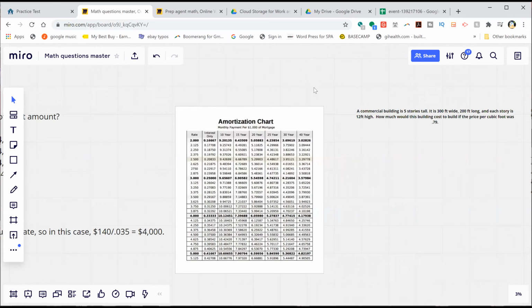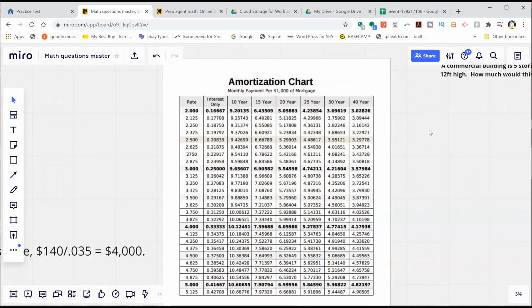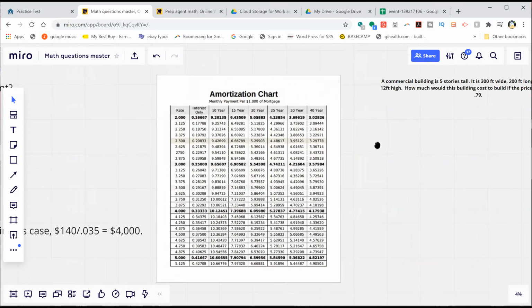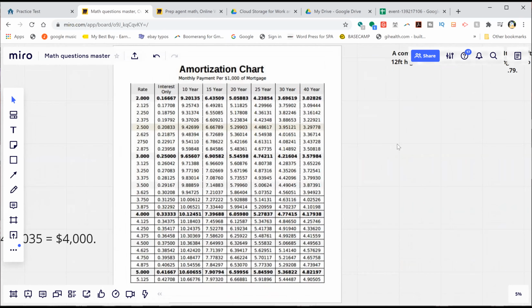So let's talk about an amortization table, because I cannot do a math class without talking about an amortization table. I can't do it, because you will have an amortization table question.